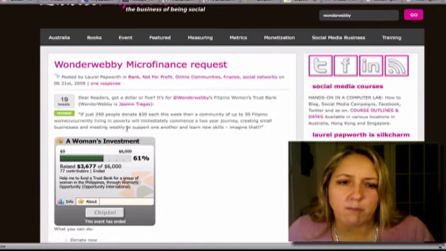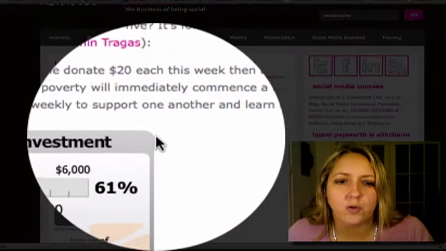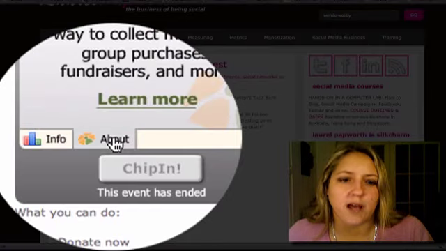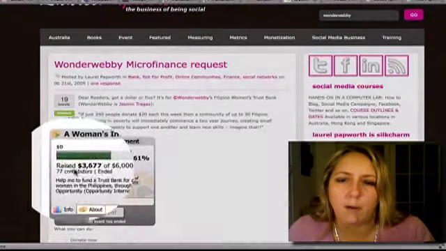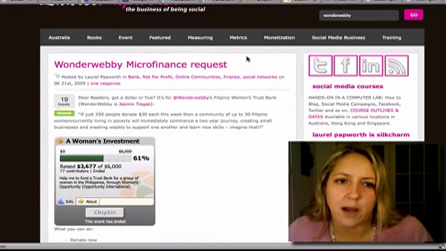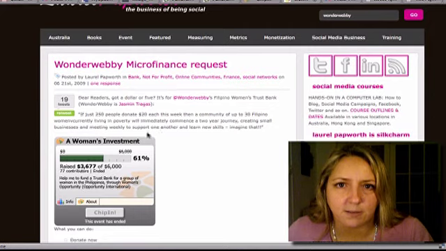The important thing with the embed is that it is so transferable, it's so viral. You don't have to come back to the website in order to grab the code and embed it in another blog or embed it somewhere else. Here it is on my laurelpapworth.com site. This isn't my project, this is somebody else's. I've just embedded their code.